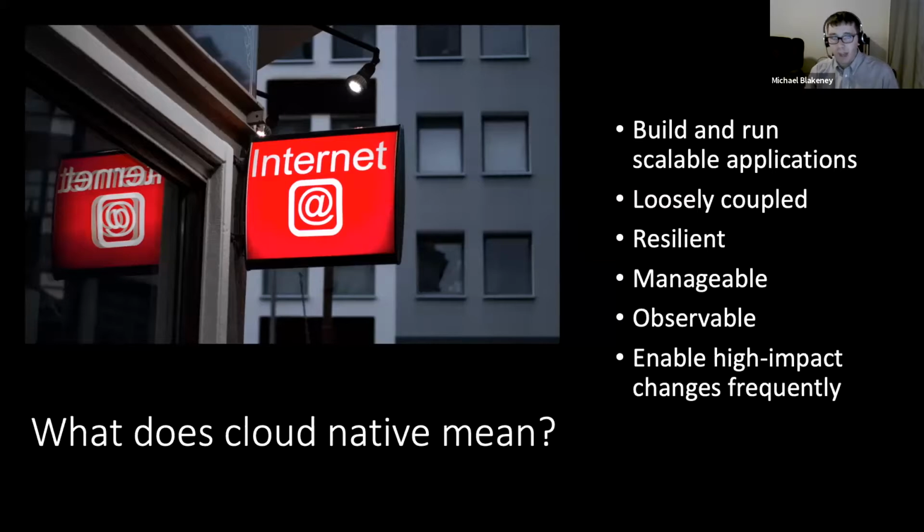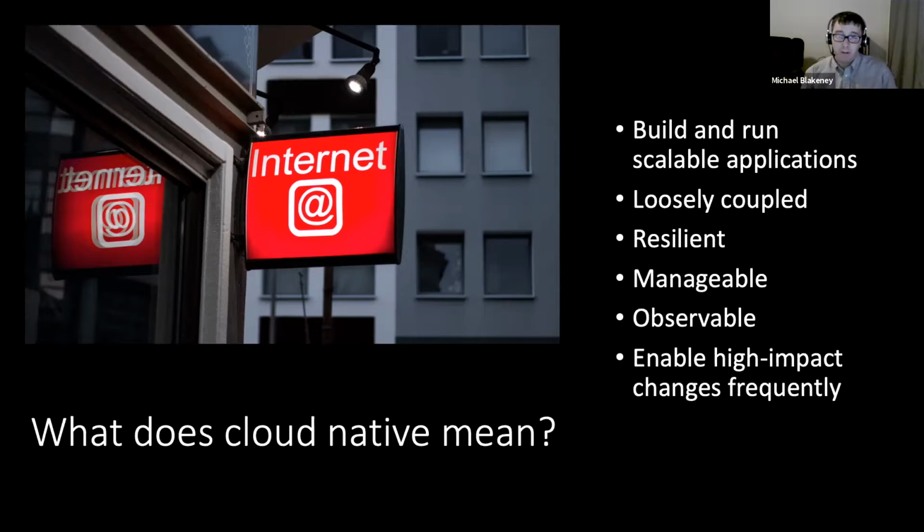So one definition we can look at is from the Cloud Native Foundation, and they describe cloud native applications as technologies that empower organizations to build and run scalable applications in modern dynamic environments such as private, public, and hybrid clouds. Containers, service meshes, microservices, immutable infrastructure, declarative APIs exemplify this approach. These techniques enable loosely coupled systems that are resilient, manageable, and observable. Combined with robust automation, they allow engineers to make high impact changes frequently, predictably, and with minimal toil.